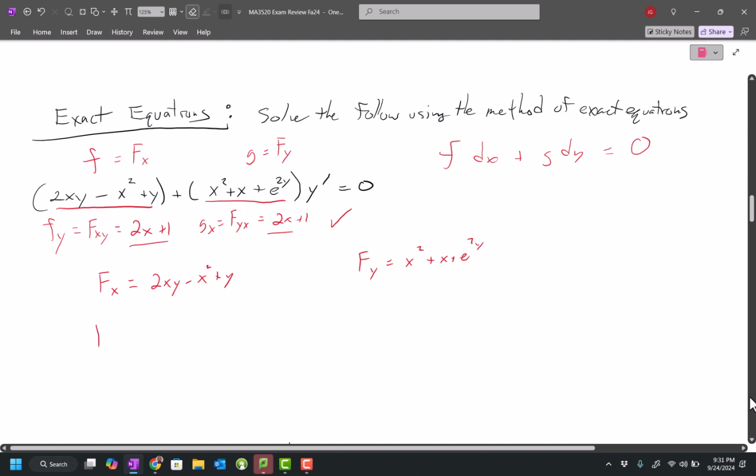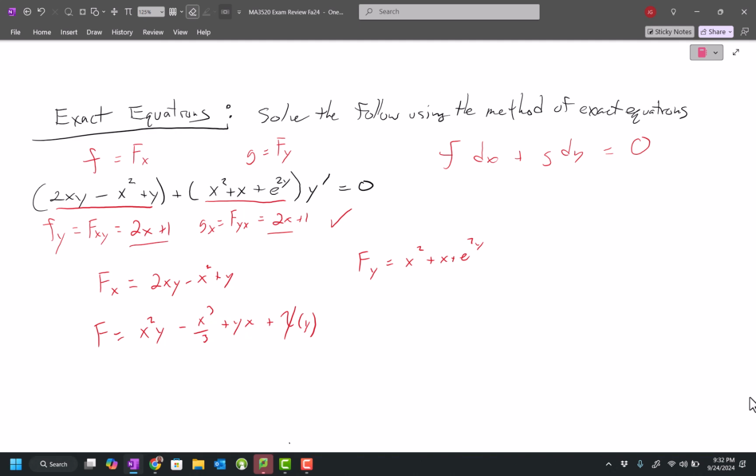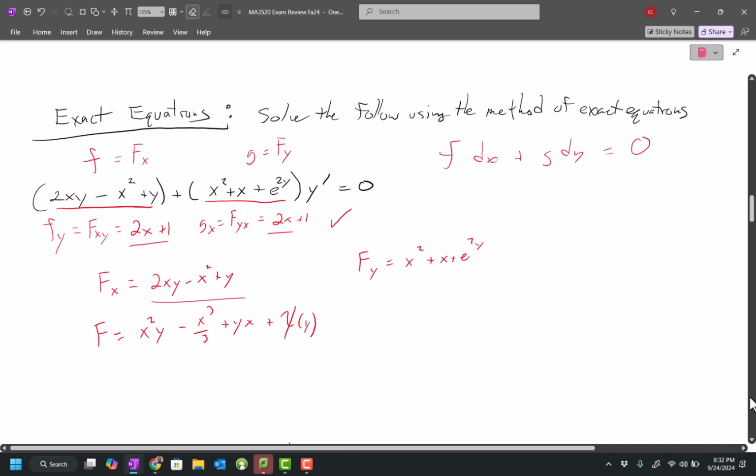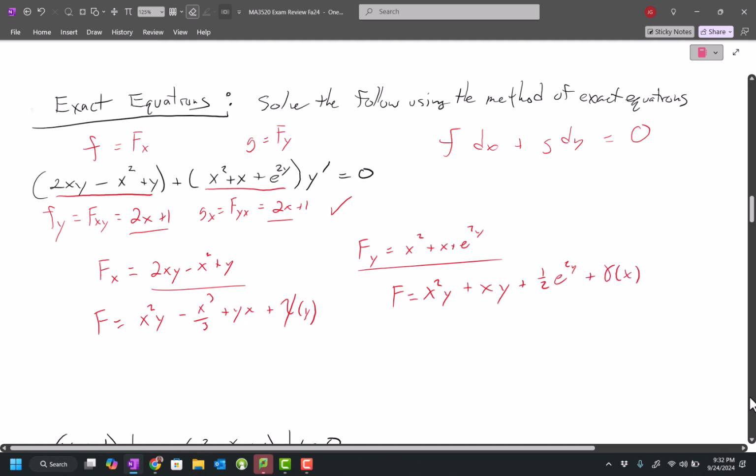If I know the derivatives, I can calculate the function by integrating with respect to x to get x squared y minus x cubed over 3 plus y times x, plus some mystery function potentially of y. That could be nothing, that could be a constant, it could be any function of y, and the partial derivative with respect to x would still bring me to this. So I just have to figure out what the psi of y thing is. To do that, I'm looking at the other piece and integrate that with respect to y to get x squared y plus xy plus 1/2 e to the 2y plus gamma of x, potentially some function of x.